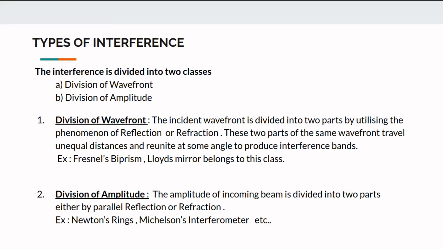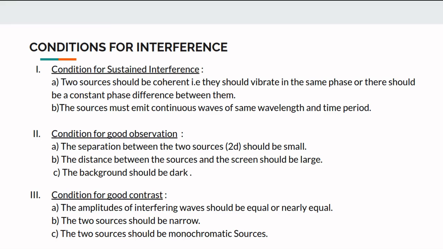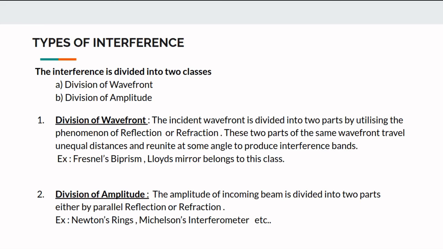That is about interference and conditions for bright and dark bands, what the different conditions are for observing interference bands or interference fringes, and what the different types of interference are for producing coherent sources in different experiments. These are all about interference and types of interference.